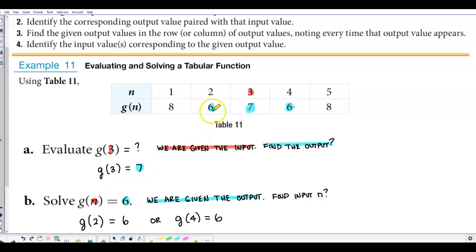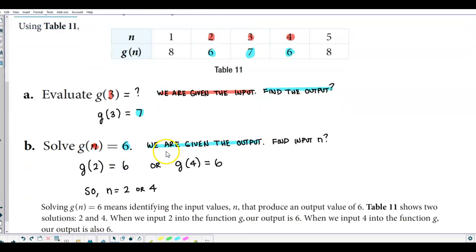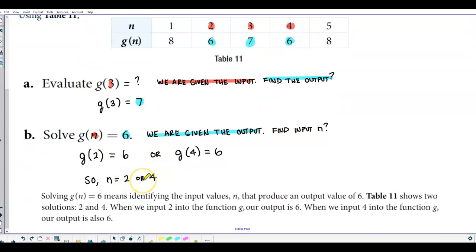So if we have an output of 6, we have an input of 2. If we have an output of 6 over here, we have an input of 4. So what it's saying here is that we have 2 inputs with 1 output. So g of 2 equals 6 or g of 4 equals 6. So that means n is equal to 2 or n is equal to 4.